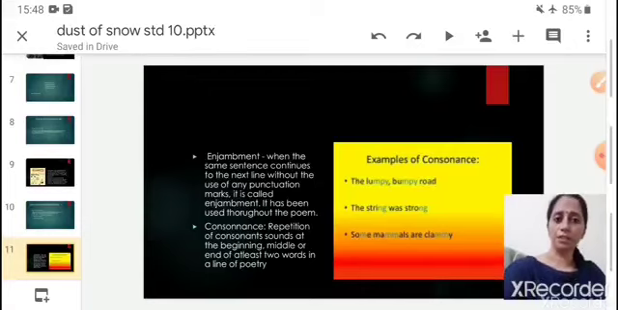Now the fresh figure of speech that we have is consonance. Assonance is repetition of vowels. Consonance is repetition of consonant sounds. Now, repetition of consonant sounds at the beginning, middle, or end of at least two words in a line of poetry. Look at the example, students.